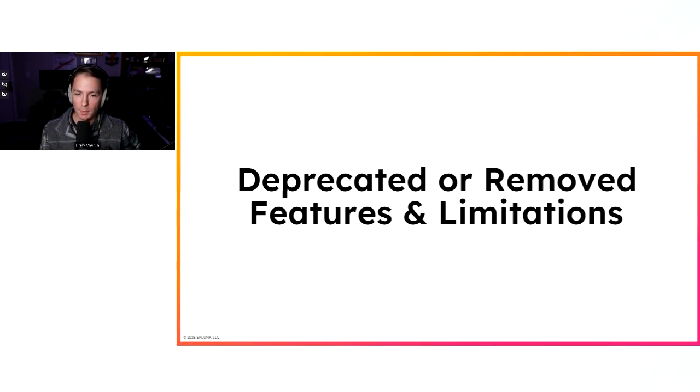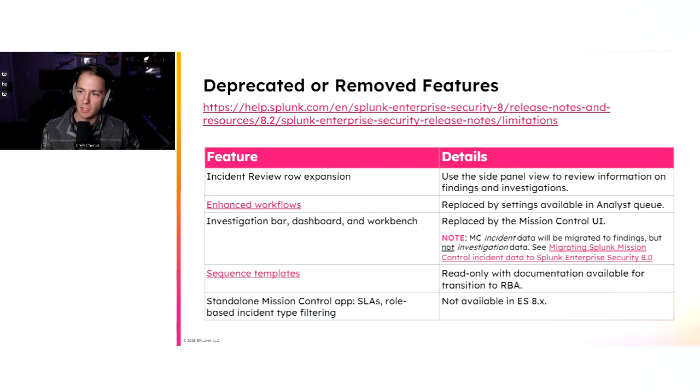Some things to call out from a deprecated or removed feature perspective. I'm going to fly through some of these. Some of them are more and some of them are maybe less critical to you. You're no longer expanding rows in incident review, right? We talked about the side panel, we showed off the side panel. That's where you're going to be finding information on findings and investigations. So it's no longer just going to expand down. It's going to fly in from the side, or when you go into an investigation, the view is going to look a little differently. There are some enhanced workflow things that you may be able to configure inside of Enterprise Security 7.3. Those settings have all been replaced and look and feel different inside the analyst queue in ES8.